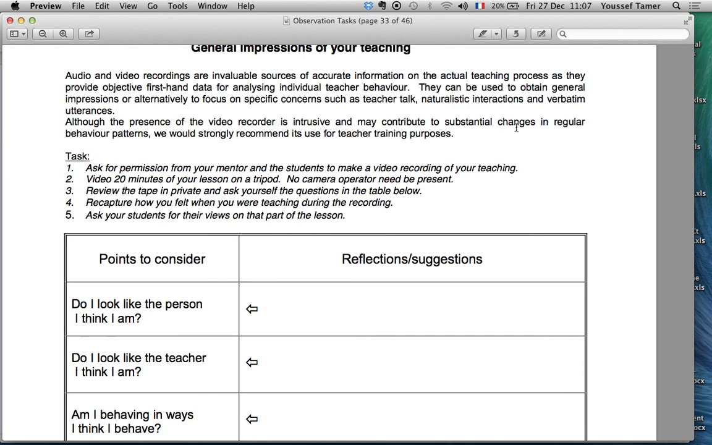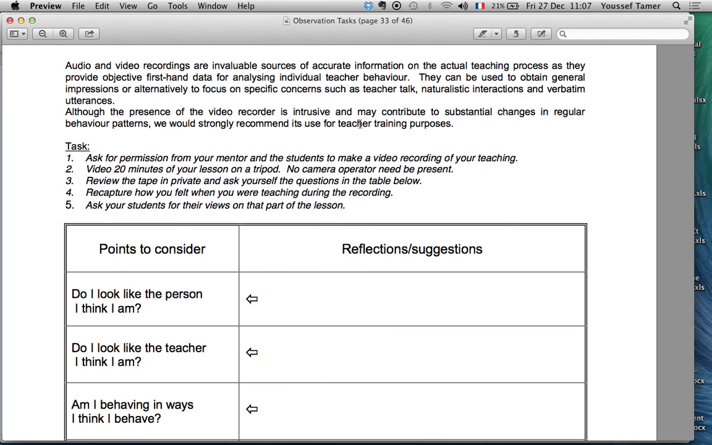They can be used to obtain general impressions. And also, another thing that always occurs is that usually things are missed. Okay, you miss things. But when you have the video at home, you can take it at your leisure and take notes of your reflections. They can be used to obtain general impressions, or alternatively to focus on specific concerns such as teacher talk, referring to the idea of calculating teacher talk to student talk. A video recording can help with that. You can't do it in class, okay? Very demanding, usually very demanding. But with the video recording, it can help you at home.